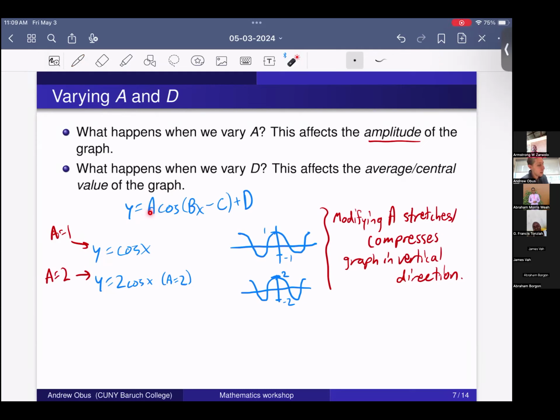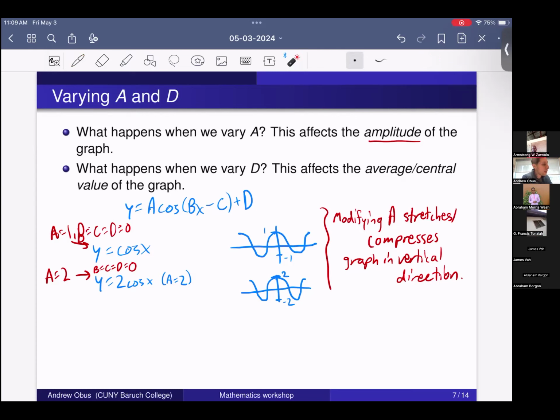Okay, so what we see is if you replace a, what that does is it multiplies y by that factor a. And so y equals cosine x versus y equals 2 cosine x, the 2 cosine x graph will be twice as long in the vertical direction as the cosine x graph. Okay, so this affects what's called the amplitude of the graph. Okay, so in this case, this would be a equals 1, and by the way, b equals c equals d equals 0. So here we also have b equals c equals d equals 0. Okay, so this is what happens with a.